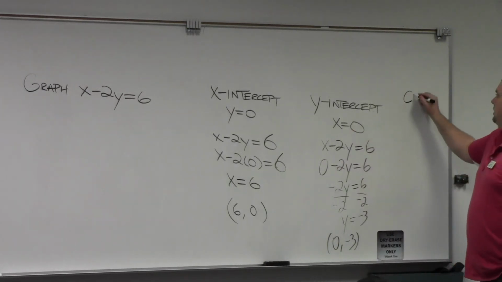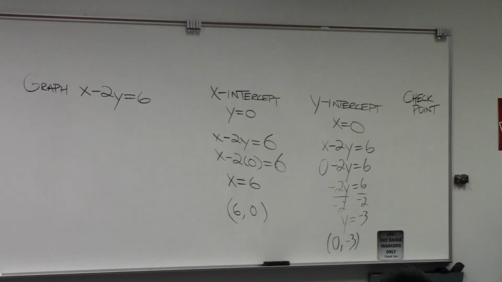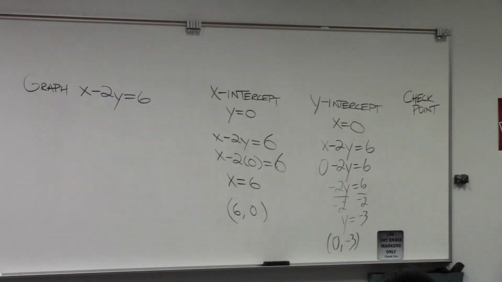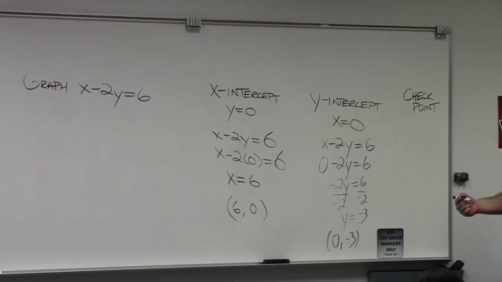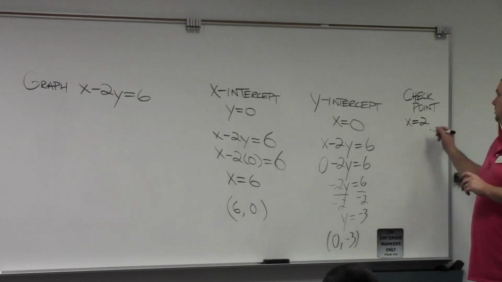And I want a third point, so I need to find a checkpoint. The checkpoint can be anything other than either of these points. So you don't want to plug zeros in for x or y, and you don't want to plug 6 in for x, and you don't want to plug negative 3 in for y, but anything else will work. You want to plug in 1 for one variable. Okay, for what? x. Okay, so we'll say x is equal to 2.